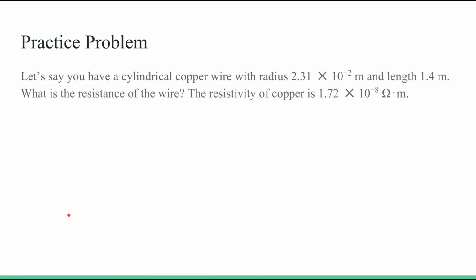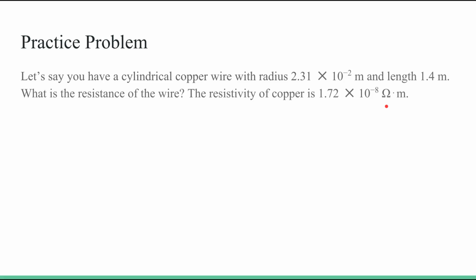So let's have a quick practice problem. Let's say you have a cylindrical copper wire with a radius of 2.31 times 10 to the negative 2 meters and length 1.4 meters. What is the resistance of the wire? The resistivity of copper is 1.72 times 10 to the negative 8 ohm meters. And you can see right here that copper is conductive, so that's a very low resistivity, 10 to the negative 8, quite low.